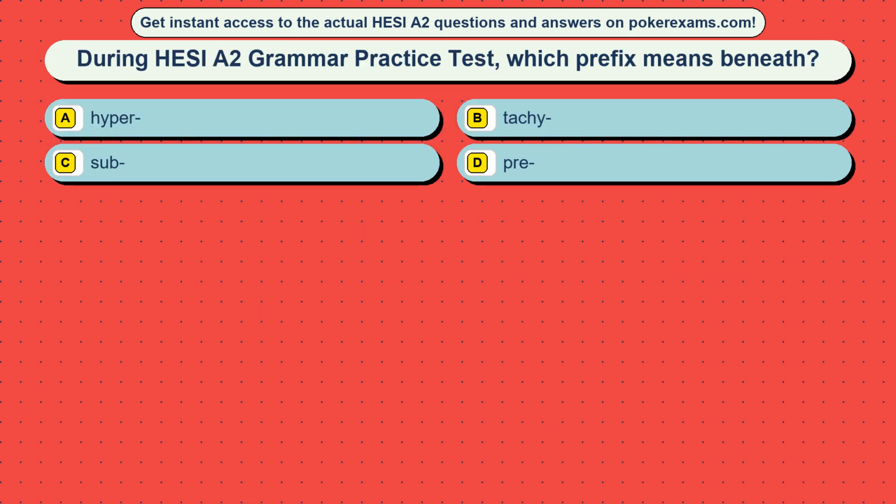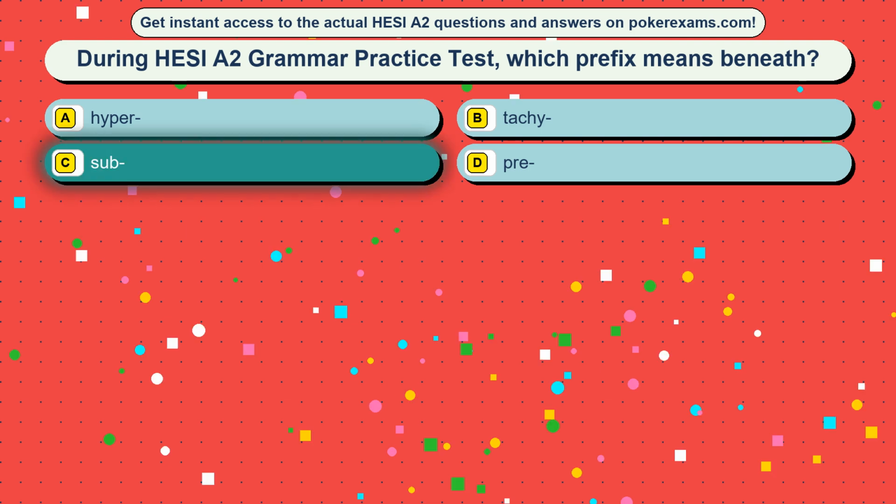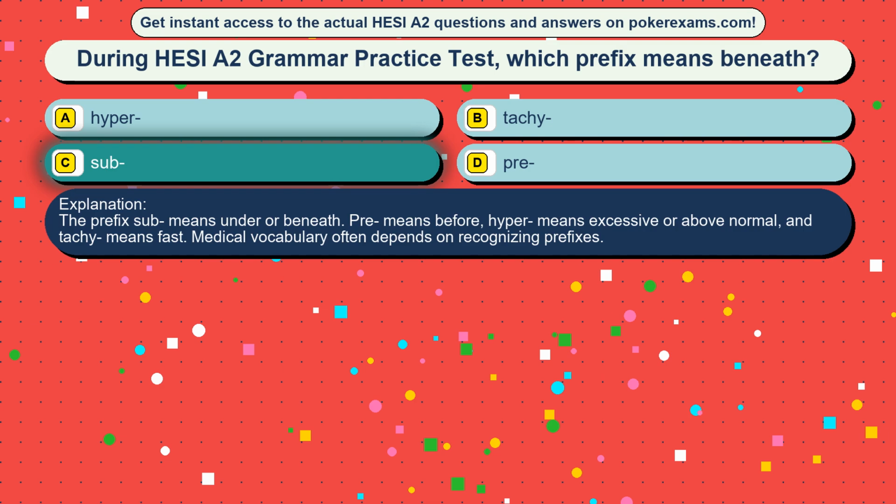Question 11. During HESI A2 grammar practice test, which prefix means beneath? Option A, hyper. Option B, tachy. Option C, sub. Option D, pre. The correct answer is Option C, sub. The prefix sub means under or beneath, pre means before, hyper means excessive or above normal, and tachy means fast. Medical vocabulary often depends on recognizing prefixes.